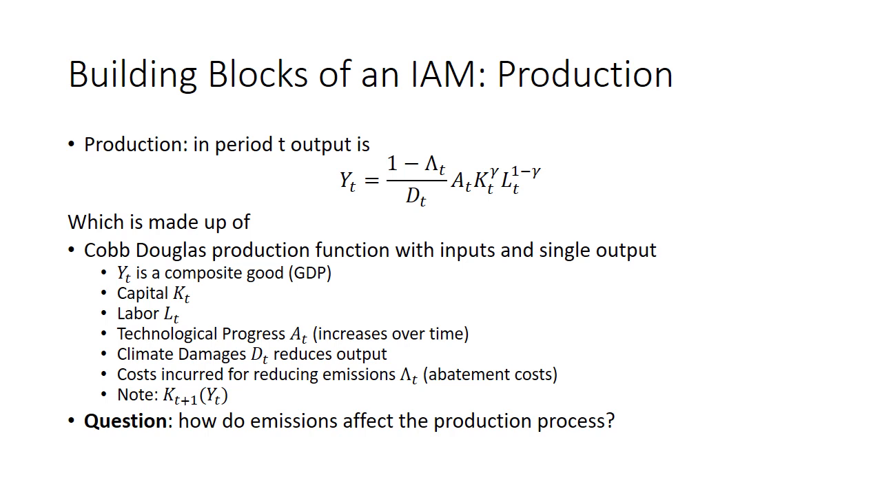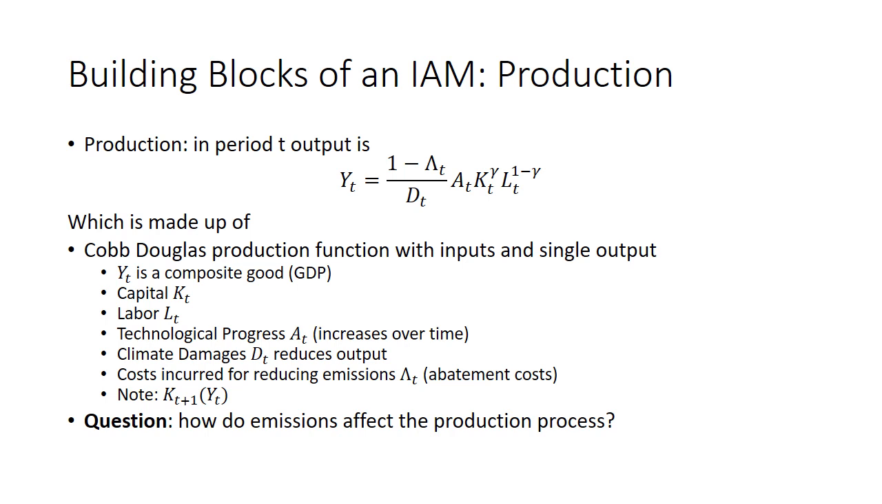So you should pause this and ask yourself the question, how do emissions affect the production process? Where do emissions enter this equation? The answer to this, if you paused it and thought about it, here's my answer. Well, everywhere. Emissions are a key component of damages. As emissions go up, damages go up, causing this function to decrease. DT is in the denominator, so as DT goes up, YT goes down. So GDP is going to go down as emissions go up, from damages increasing with emissions.